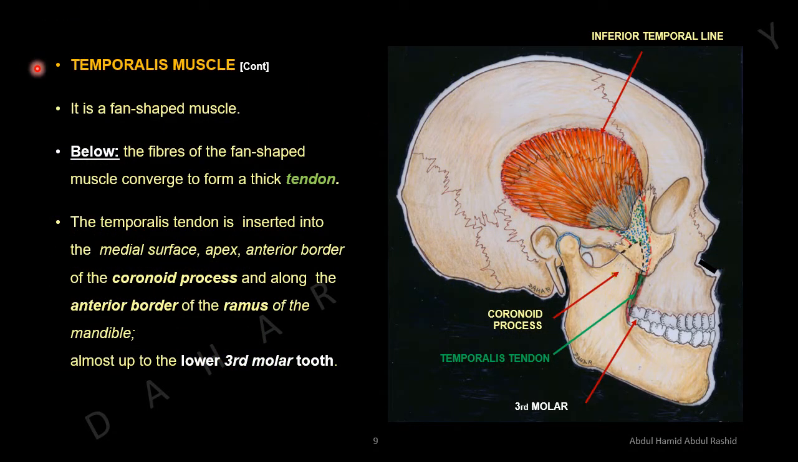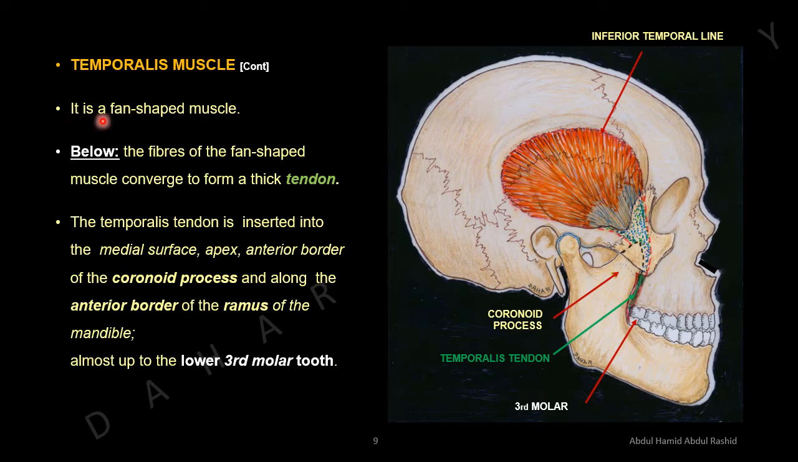Temporalis muscle continuation. Let's see the diagram first. This is the temporalis muscle. This is the zygomatic arch. This is the coronoid process of the mandible. You can see a dotted line because it is deep to the zygomatic arch. This is the apex of the coronoid process. This is the anterior margin of the coronoid process. If you continue down, it will be the anterior margins of the ramus of the mandible. And finally, this is the third molar tooth.